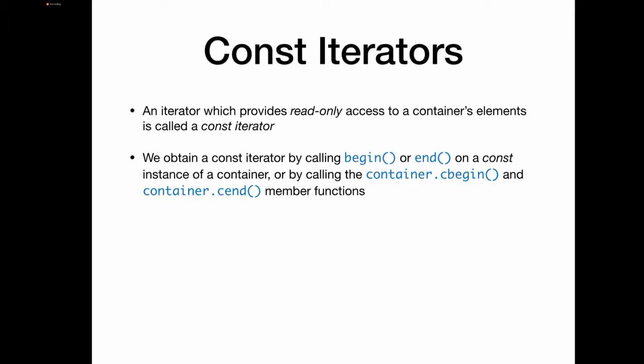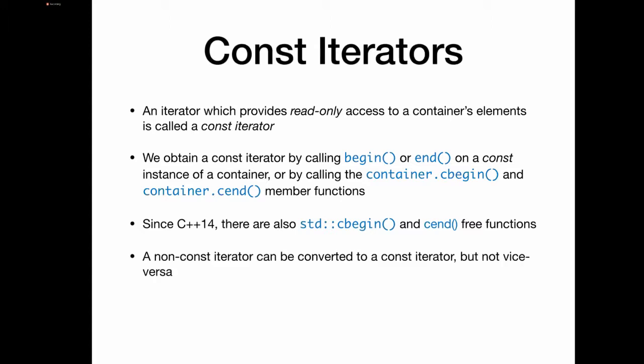Or you can call the cbegin and cend methods. So if you don't have a const container, but you don't need to mutate it, you can call cbegin and cend. It'll give you a const iterator, which is a bit safer because you know you can't accidentally overwrite any of the vector's values via a const iterator. And in C++14, there are these free function overloads as well. A non-const iterator can be converted to its equivalent const iterator type, but not vice versa.